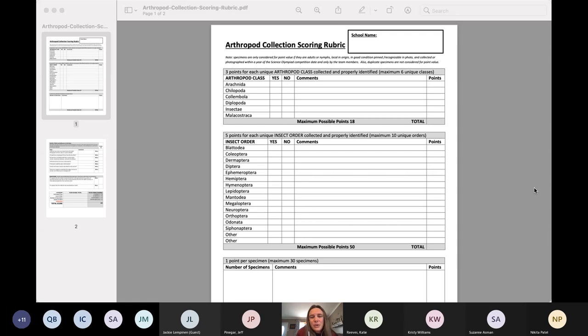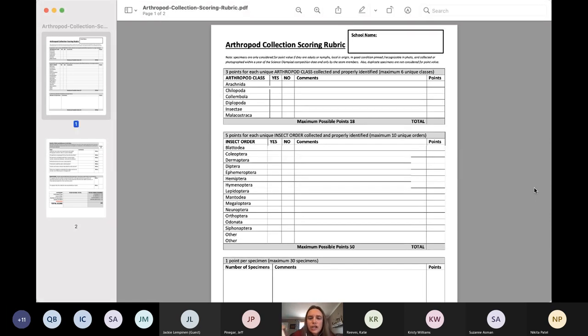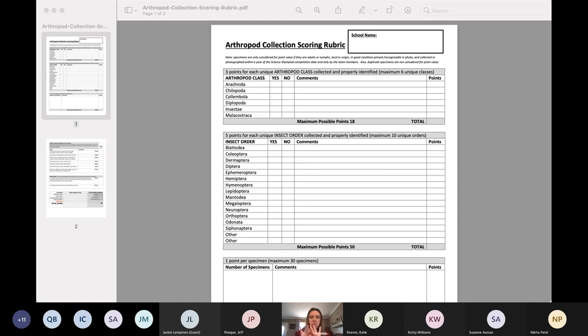And then you've got your insect orders, but notice with my orders, I don't require you to find all of them. So you can only have a maximum of 10 orders. There are 14 orders that we recommend. There are other orders out there, totally free game. If you find something else, you just have to grade it in the other category. And so the highest score value you can get there is 50, okay? So those that can't find a Mantodea, there's still hope for a perfect score.